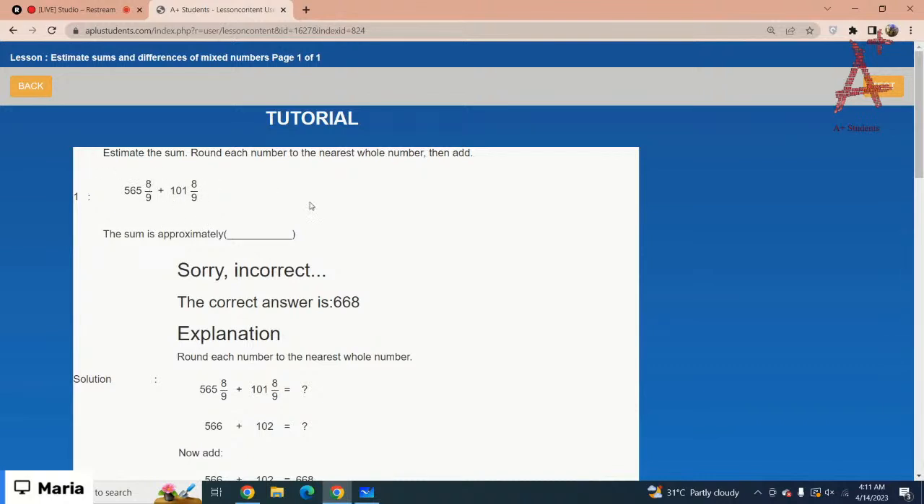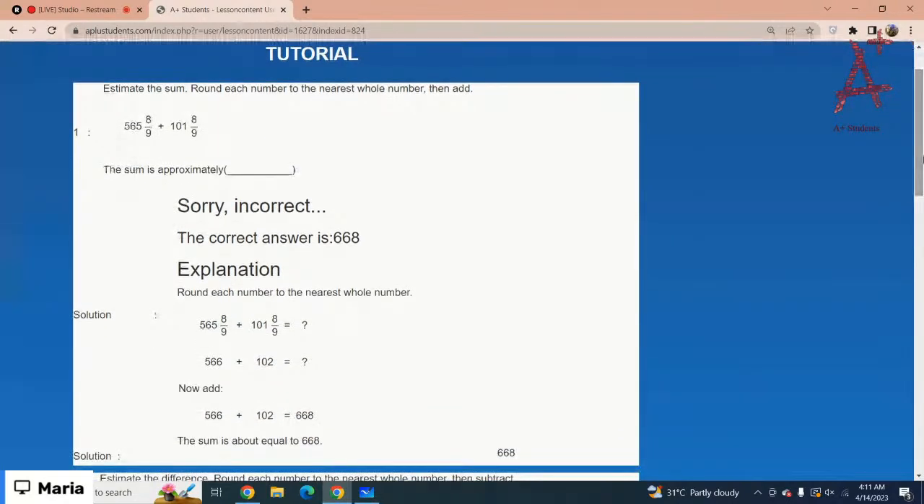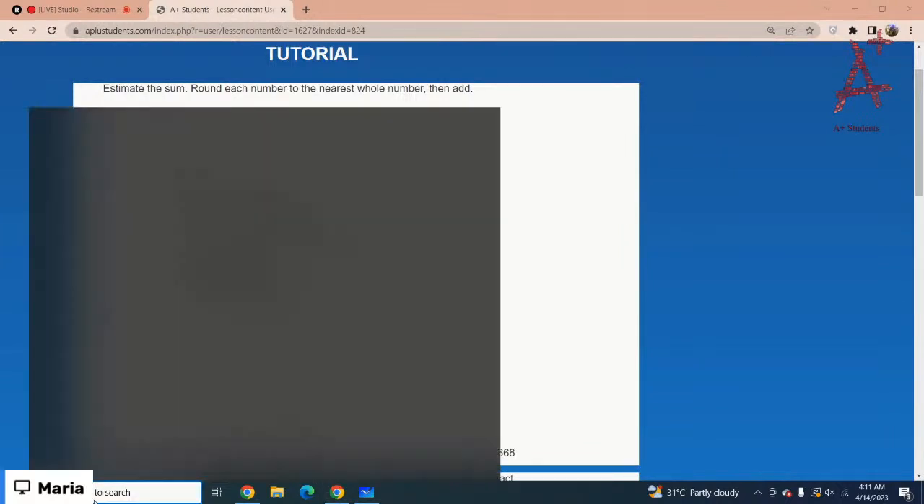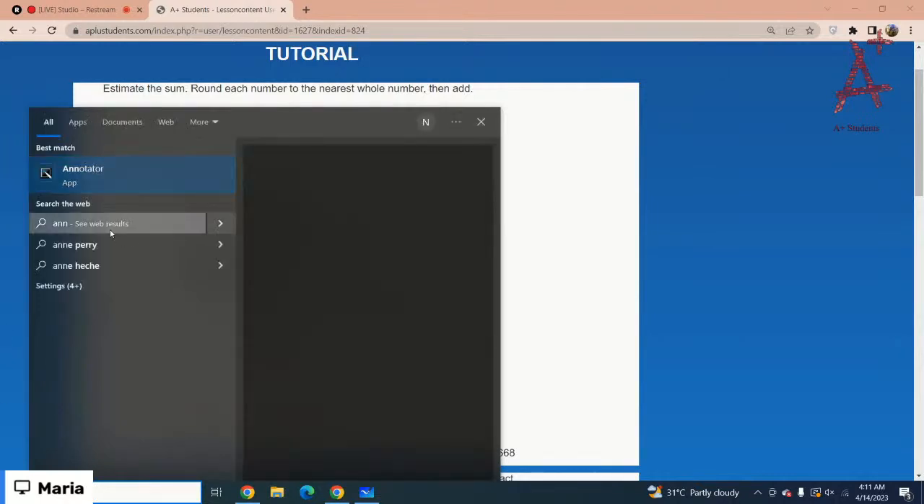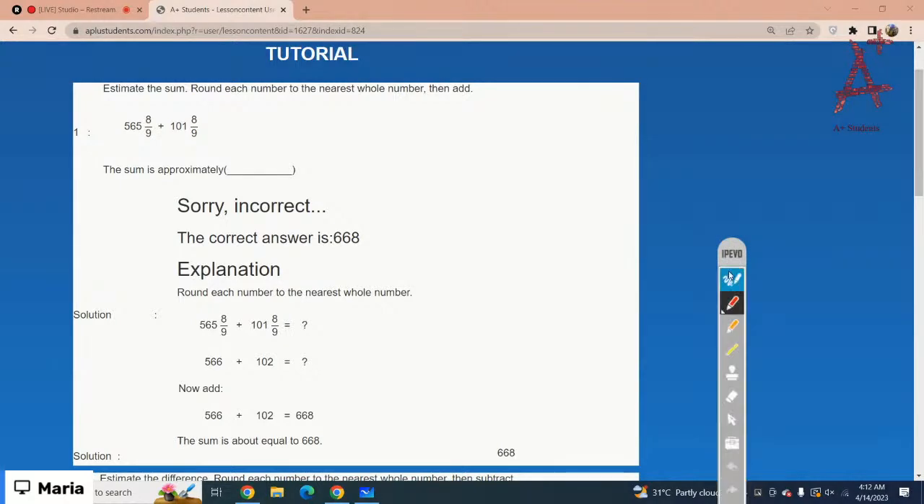We just compare the fractional parts with 1 over 2. This one you have 8 over 9. You have to compare the fractional part with 1 by 2. If it is greater than 1 by 2, you have to round up. Round up means you have to add 1 to the whole number. And if it is less than 1 by 2, you have to round down, staying on the same whole number.